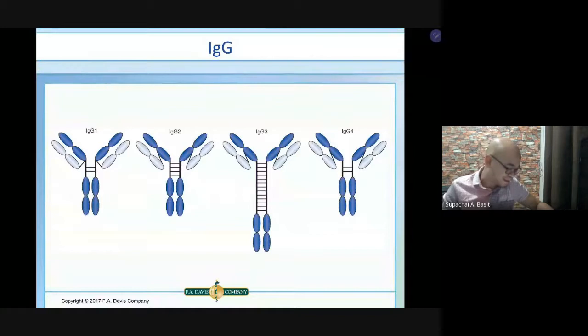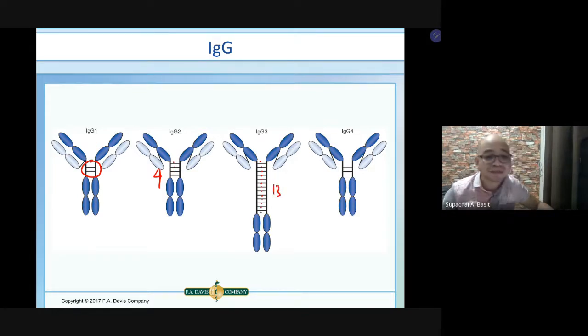So for example, IgG1 has 2 disulfide chains. IgG2 has 4 disulfide chains. The longest of them all is IgG3. So IgG3 has approximately 13 disulfide bridges. IgG4 has 2, but if you will be comparing it with IgG1, the position of this disulfide bridge is also different. Okay, so that's the basis of the subclasses of the IgG.